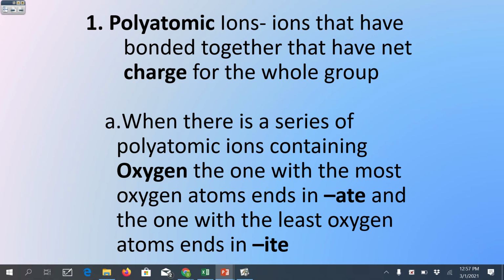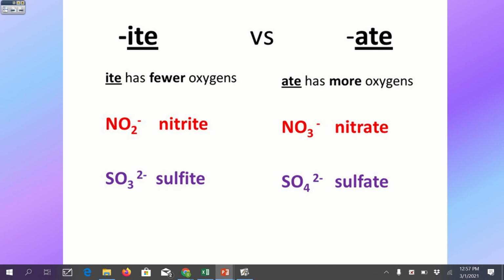They'll contain oxygen. The one that has the most oxygen will end in -ate. The one with the least will end in -ite. So for example, the nitrogen family: NO2 is nitrite because it has fewer oxygens. NO3 is nitrate because it has the most oxygens. Same thing with sulfate, which has more oxygens than sulfite.